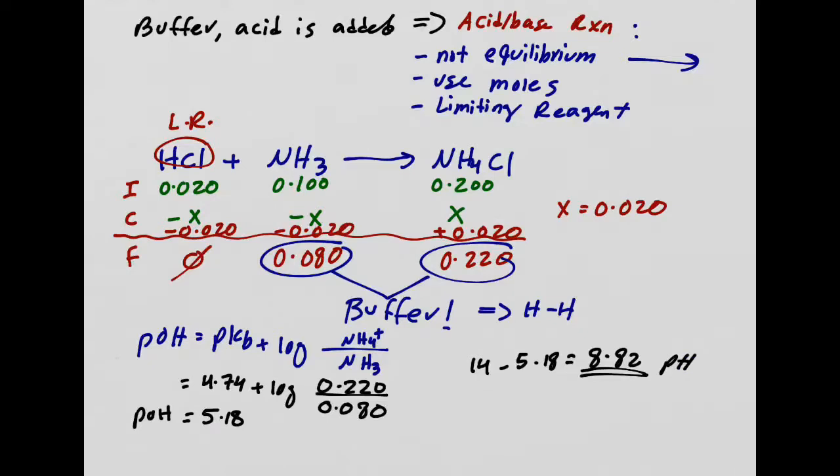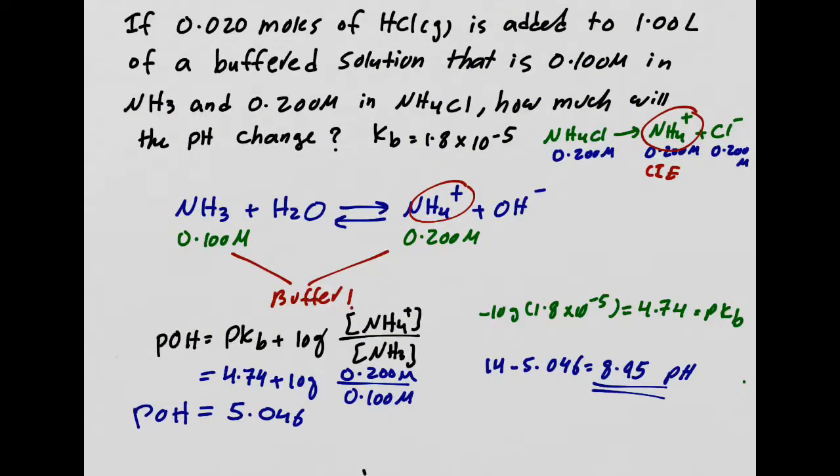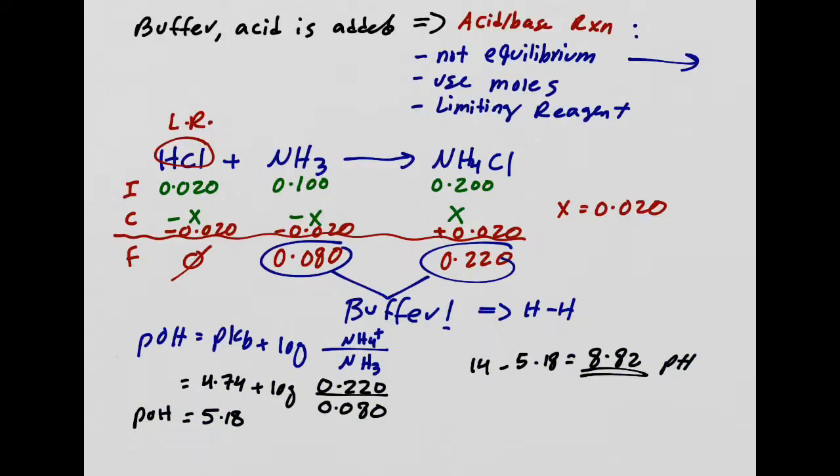Now, before we added a strong acid, the pH was 8.95. We added a strong acid, the pH is 8.82. Did it change much? It did not change much. Okay? So it did not change much. Nice job. Now, let's do another practice problem.